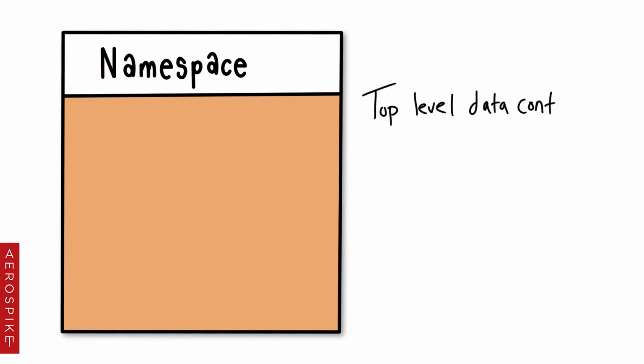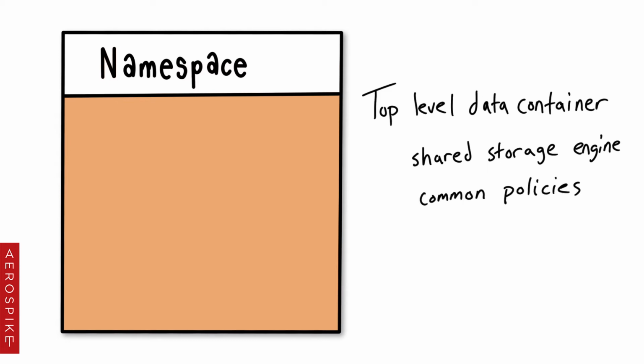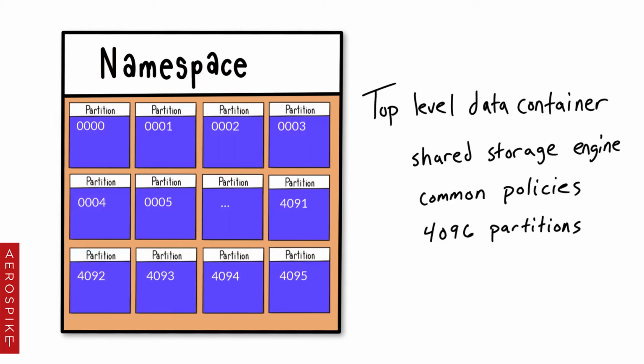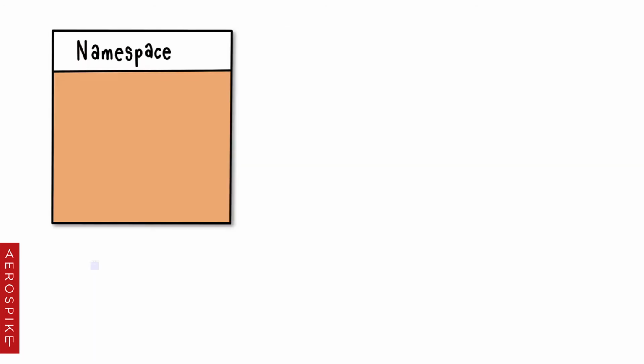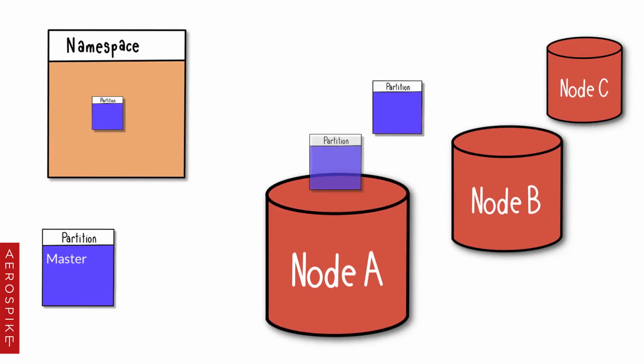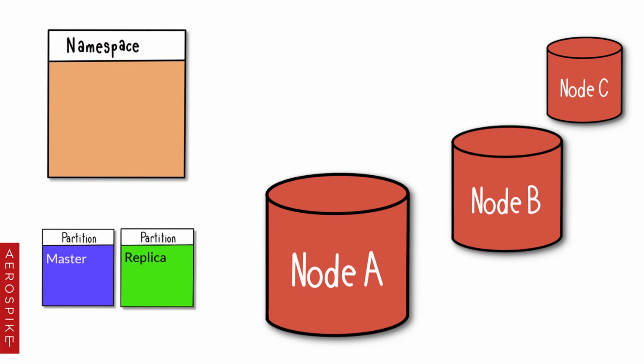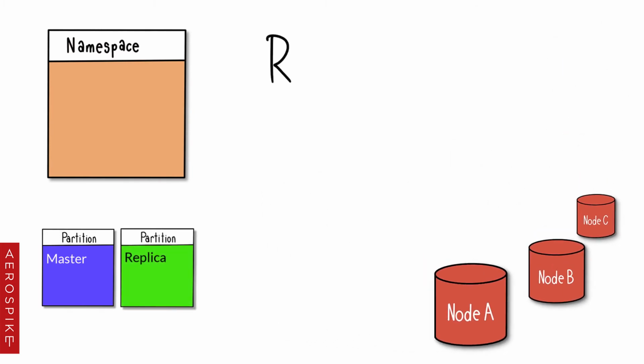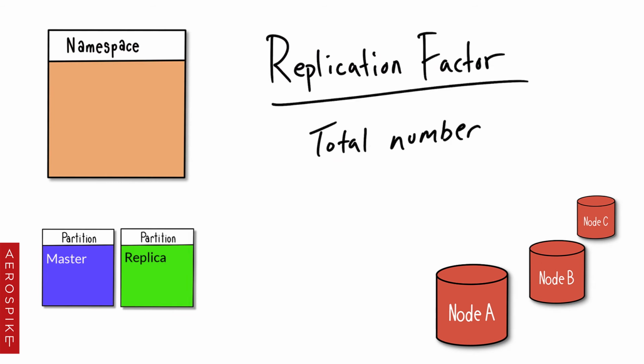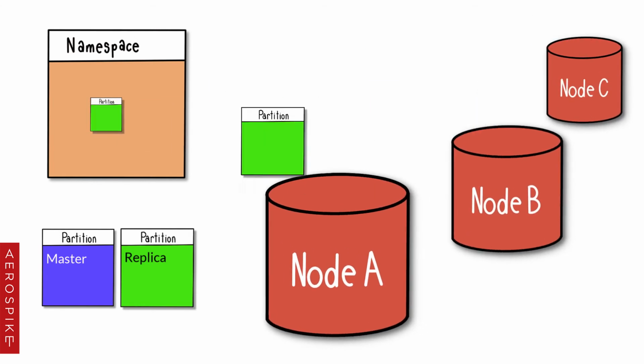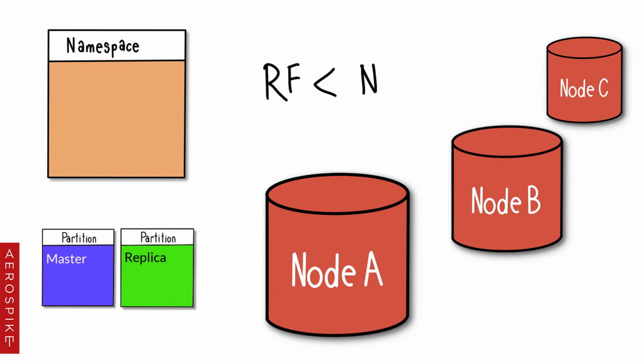Recall, a namespace is the top-level data container storing records that share a specific storage engine as well as common policies. Inside the database, each namespace is broken into 4096 logical partitions that are then uniformly distributed across the nodes in the cluster. If you want to replicate your data for higher reliability, use the replication factor to define how many copies to store. These replica partitions are then also distributed evenly across the cluster. Generally, you would keep the replication factor less than the number of nodes.